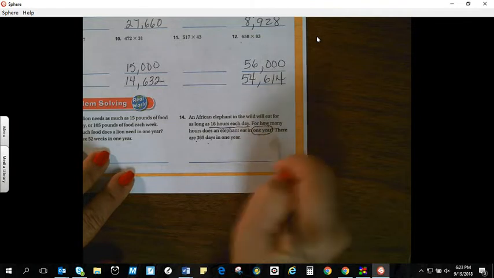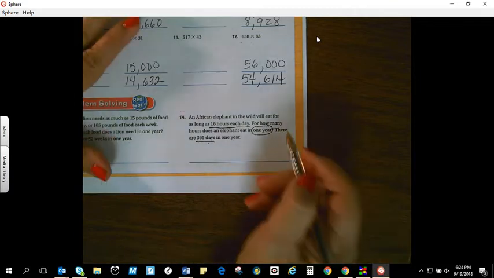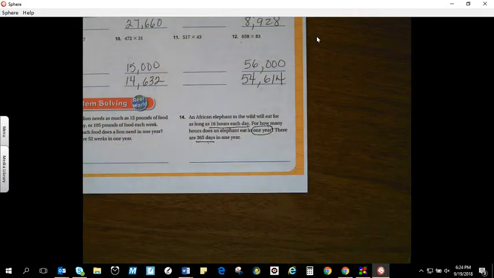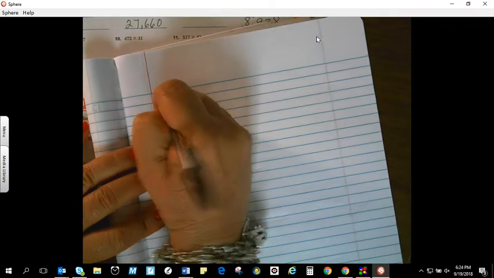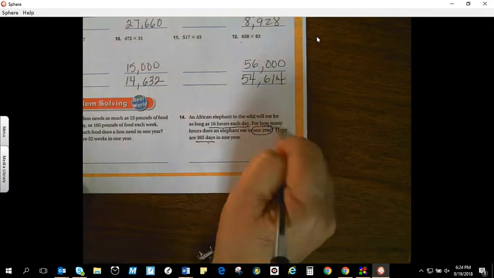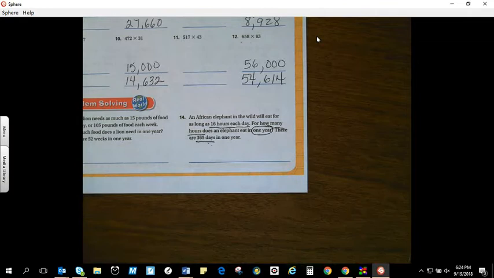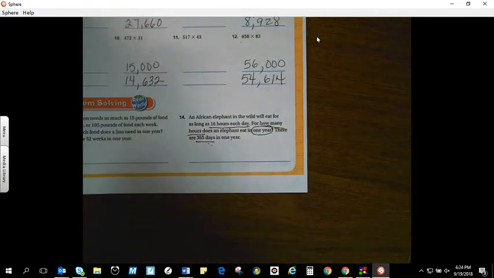So it eats, that's 365 days. So what I want you to do is come to your next problem, and you're going to bullet, and we want to know how many hours it eats in 1 year. Now we're going to bullet our information. Let me move this up so you can see that.